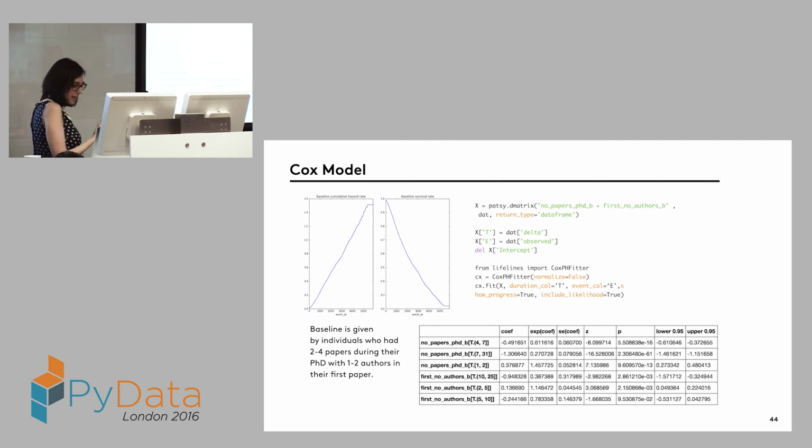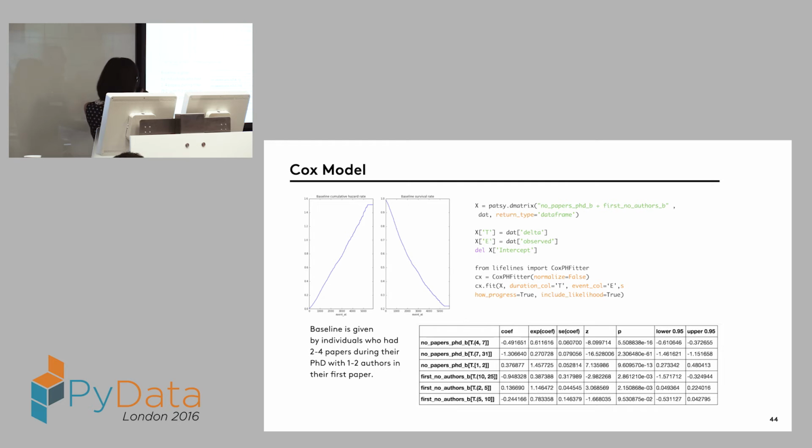So this is again applying the Cox model to a very, very dumb combination of models. So here I just use the number of PhD papers and the number of authors in your first paper as covariates. I use the Patsy library in Python that allows you to write R-like formulas. It's like one-hot encoding, done very quickly, but you can also build interaction terms out of the box.